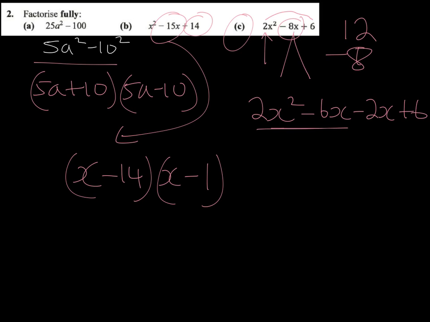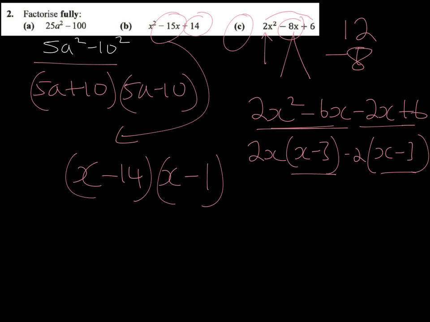We're now going to factor the first pair, so from here I can take out 2x, and I'm left with x minus 3. And then we're also going to factorise the second pair. From here I can take out negative 2, and I'm left with x minus 3. Then you can see that both pairs have got x minus 3, so I can factor that out, and I am left with 2x minus 2, and that is the solution.